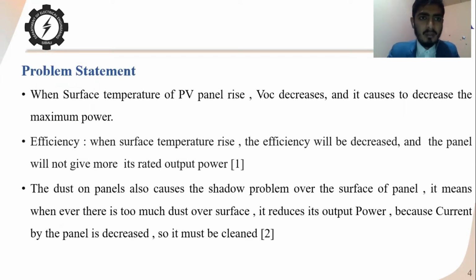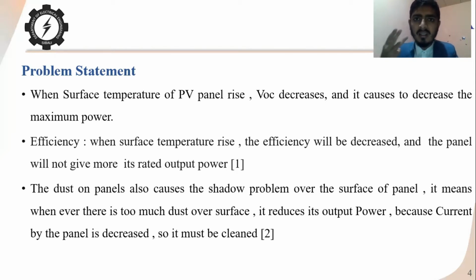Then I will describe the problem statement. Basically, the problem is that when the surface temperature of the PV panel rises, as we know, the PV panel is continuously placed under the radiation of the sun. So it gets hot. Whenever it gets hot, the open circuit voltage decreases and it causes the maximum power to decrease. There is a limit of surface temperature. It depends on the STC, standard testing conditions.